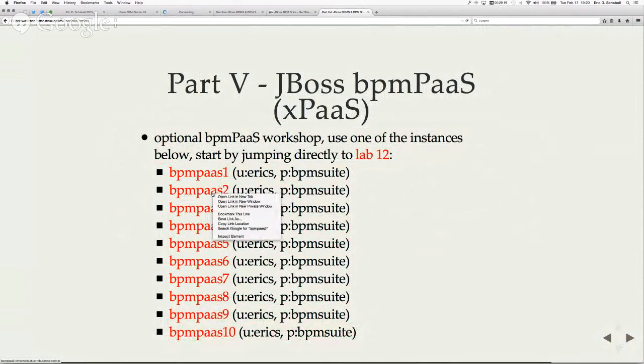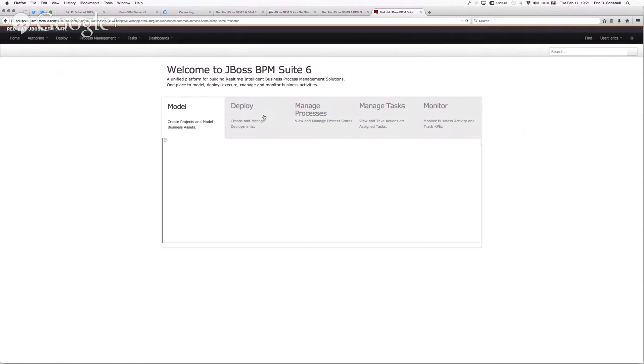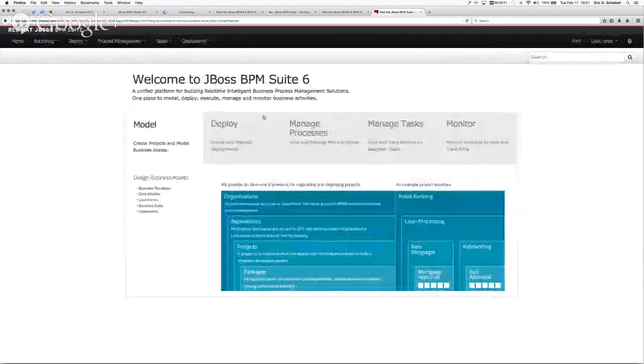If we take one of these, open it in a new tab, you'll see here that we now have the BPM Pass 2, and all the passwords and usernames are the same. It's JBoss BPM Suite. So we can log into this. This is for you guys that show up at my workshops and are going to play around a bit and don't want to install or cannot install locally. What you're getting here is this user configured to do everything he needs to do for this.